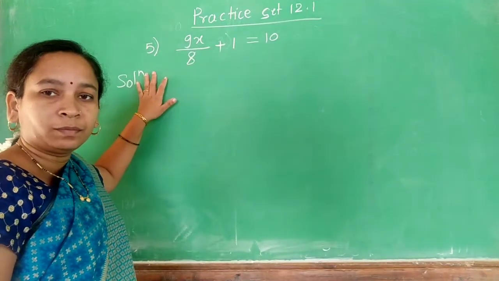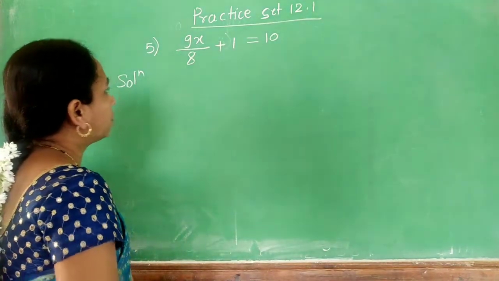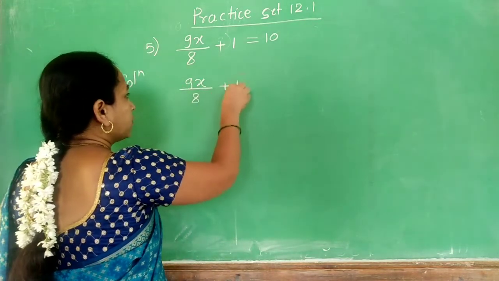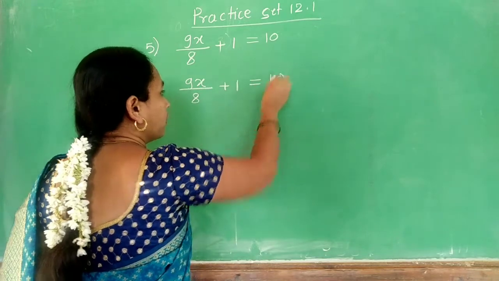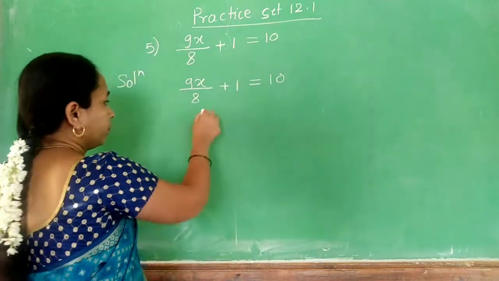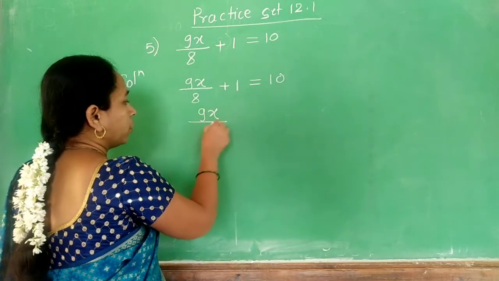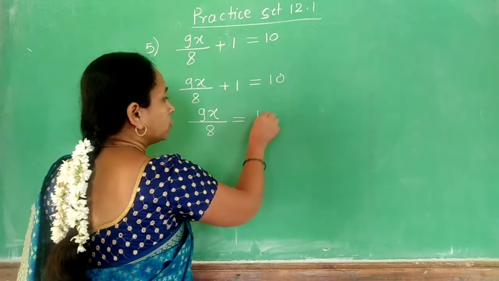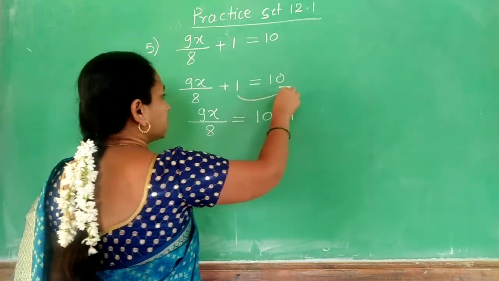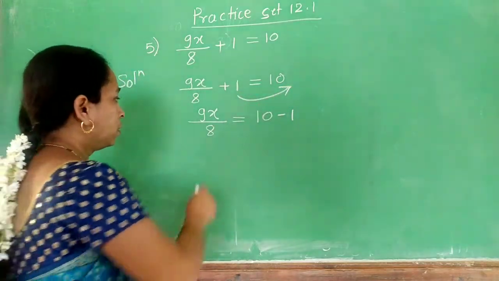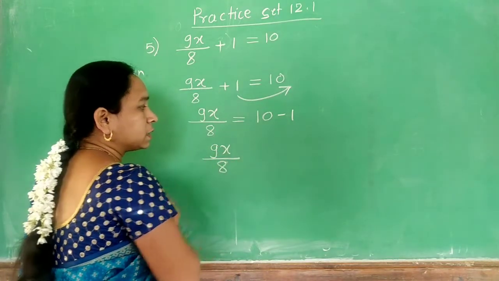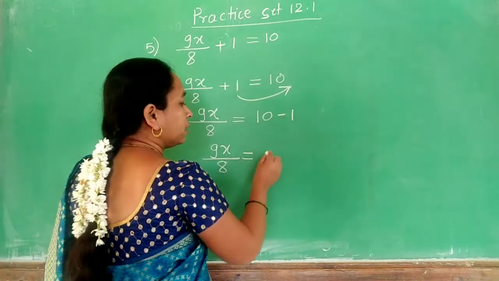Fifth example, 9x upon 8 plus 1 is equal to 10. Here 1 we will shift to that side. So 9x upon 8 is equal to 10 plus 1 will transfer here, so it will be minus 1. On this side, 9x upon 8 as it is. Here 10 minus 1 is 9.